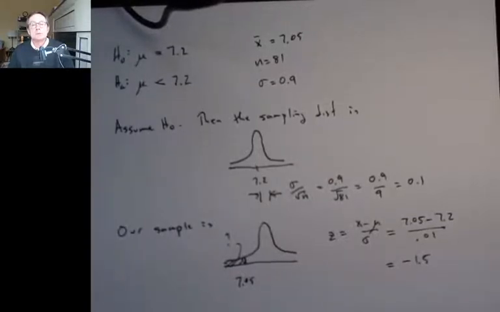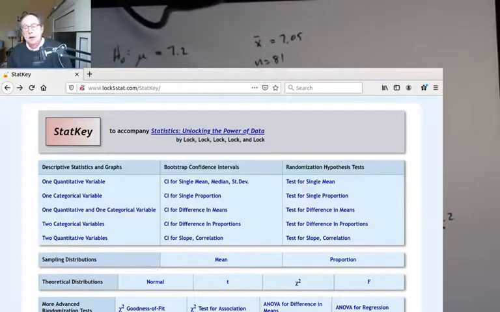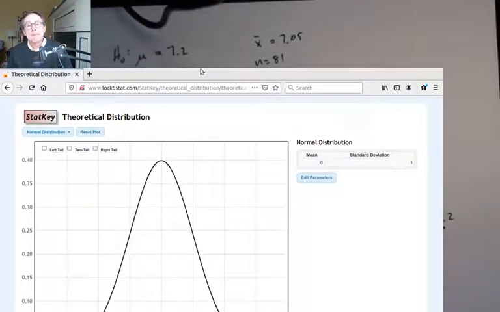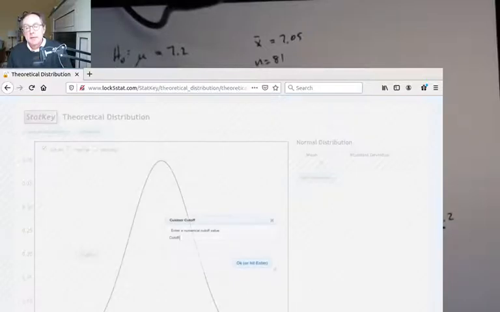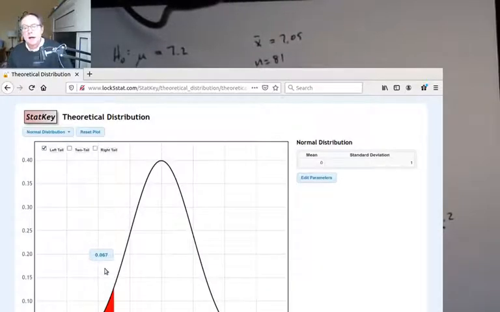Let's see, there we go, StatKey. And this is a normal curve, so I'm clicking on normal. Minus 1.5. So I'm looking at a left tail, because on my paper I just had a left tail, and I got to make that say minus 1.5. If I entered the numbers right, I get a p-value of 0.067. So that's between 6 and 7% for a p-value.